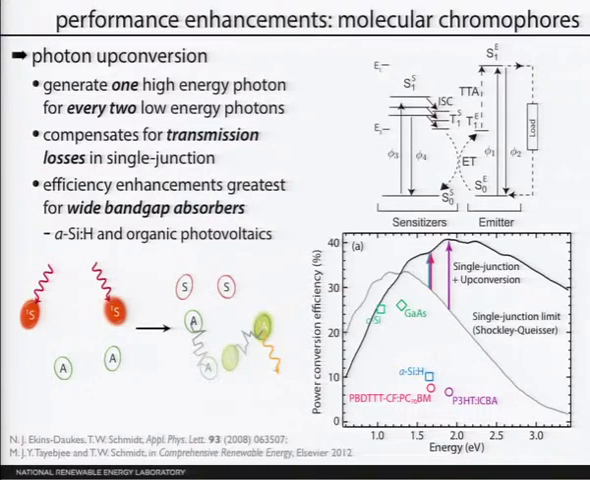We can see here in the plot on the bottom right-hand side, these are some calculations carried out by Professor Schmidt, where they consider a photon upconversion system coupled to a single-junction solar cell. And what you can see here is you can get a gain of about 1/3 in the power conversion efficiency for something like an organic photovoltaic device consisting of P3HT and a fullerene derivative. The benefit is not quite as great for amorphous silicon or some of the low bandgap OPV materials, but it's still significant.